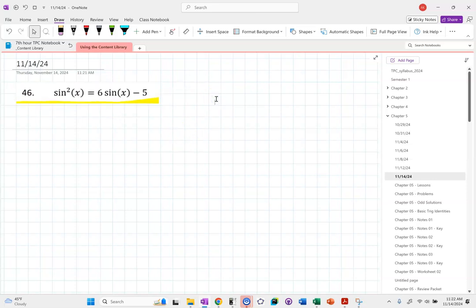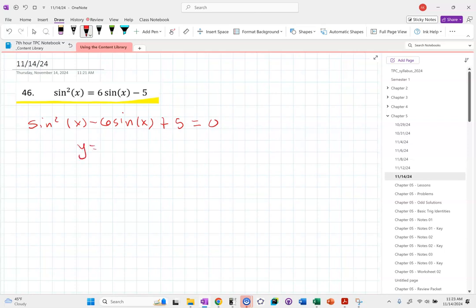All right. So when we look at 46, hopefully we recognize that this looks suspiciously like one of these quadratics, since I see a squared term, a linear term, and a constant term. So I'm going to move everything onto one side. So I'll subtract 6 sine x from both sides, and then add 5 to both sides so that it's equal to 0.